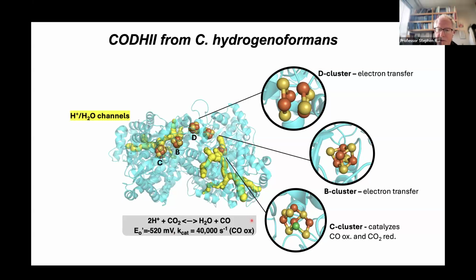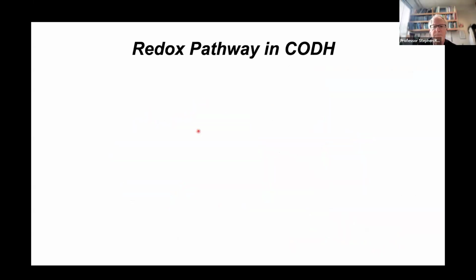So the C cluster shown here is a nickel iron sulfur cluster that catalyzes CO oxidation and CO2 reduction. It's a reversible reaction. The B cluster is involved in electron transfer, and there is another D cluster that's sitting right at the interface of the two subunits and also right at the surface of the protein.